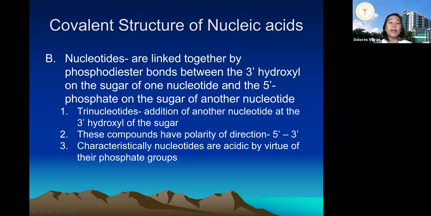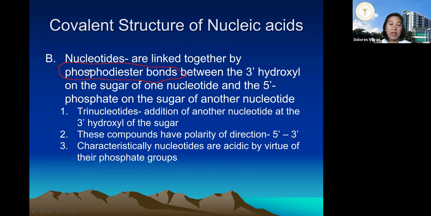So nucleotides can be linked with one another. By what bond? It is linked by phosphodiester bonds, okay? And the link is between the 3' hydroxyl on the sugar of one nucleotide and the 5' phosphate on the sugar of another nucleotide, okay? So you can have tri, 4, okay? So that's how you link the different nucleotides. And take note, these compounds have polarity of direction, okay? And later in the structure, I'll emphasize this. So the polarity of direction is 5' to 3'.